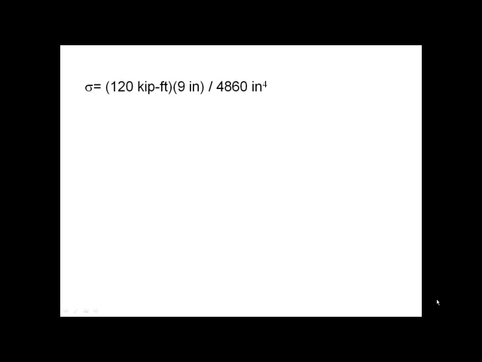This is homework problem number one, in which we have a rectangular beam 10 inches wide, 18 inches deep, and we're asked to calculate the maximum bending stress when the applied moment is 120 foot kips. So we're using the bending stress formula MC divided by I. The C distance, since we're asked for the maximum, is going to be the distance from the neutral axis to the outside edge, which in this case would be 9 inches.